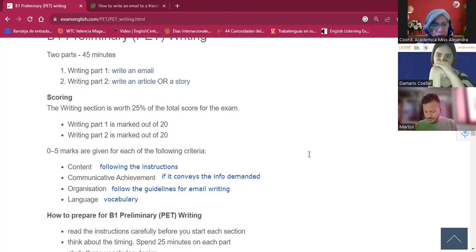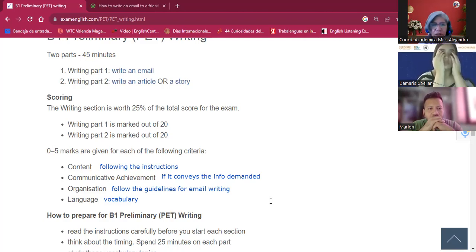So the writing part, we're talking about the writing part. Remember, I told you that today we're going to practice writing into the framework of time. So in the content, 5 points each, 20 points total. First, the content, if you're following the instruction. Number 2, if it conveys the information demanded. Number 3, if you follow the guidelines for email writing. And number 4, if you use the vocabulary.